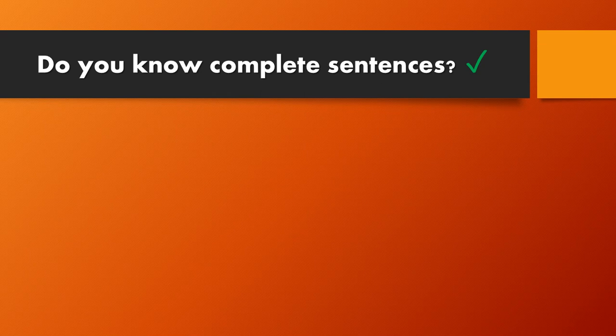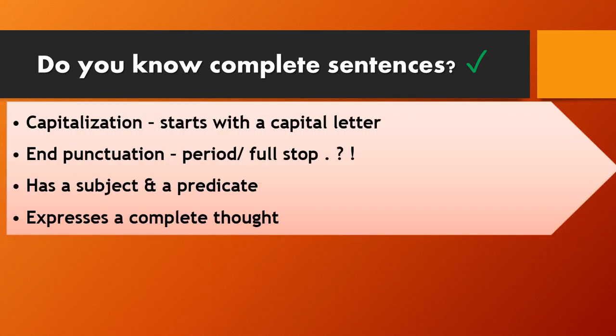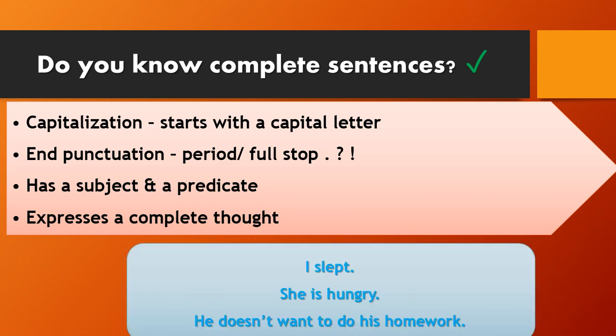This is our second session. Yesterday we talked about what a complete sentence is, and we said that it should start with a capital letter, and it should end with proper punctuation according to the type of the sentence. It should have a subject and predicate, and it should express a complete thought.